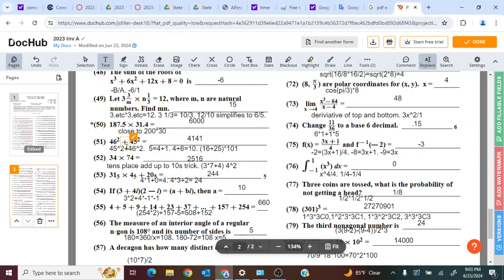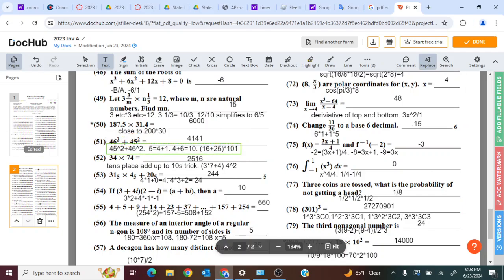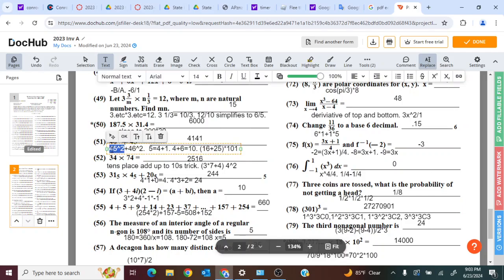Okay, you can rewrite this as 45 squared plus 46 squared. And now you can use a trick that's in the Brian Heath booklet that would take a while to prove. But basically, if this number, this 5, is greater than this 4 by 1, and this 4 plus this 5 adds up to 9, you can use the trick where you square each digit of this number, so 16 plus 25, and multiply it by 101. So you get 41 times 101, 4141.